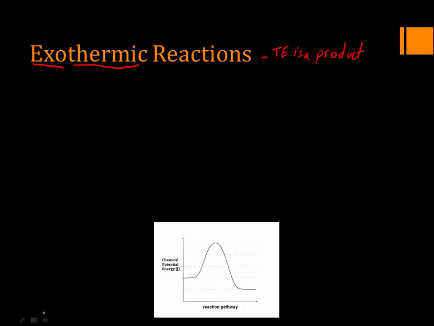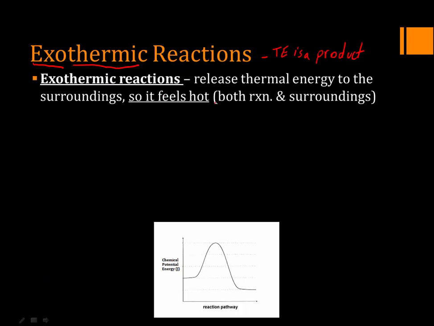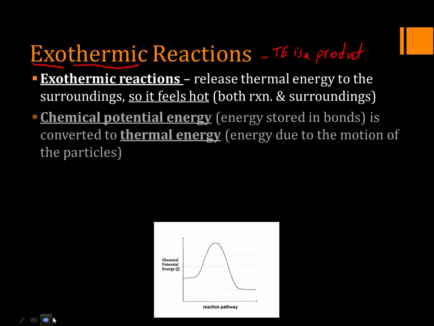So let's take a look at what's going on. In an exothermic reaction, thermal energy is released to the surroundings, so it gets warmer. We end up with more thermal energy than we started with. But we have to know where that energy comes from. Chemical potential energy is converted into thermal energy, right? In a chemical reaction, we have changes that occur. We started with chemical potential energy, but we end with thermal energy. We started with reactants, we end with products.